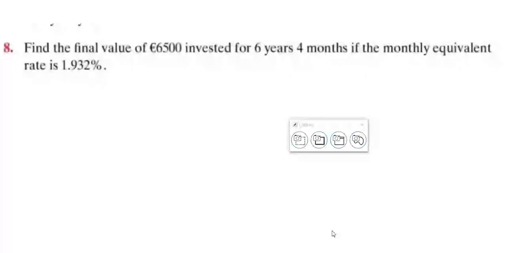Find the value of €6,500 invested for 6 years and 4 months if the monthly equivalent rate is 1.932%. I might need to look at the back of the book for this one because I am not too sure about this. Once again, I'll always check the back of the book. The back of the book disagrees with me.